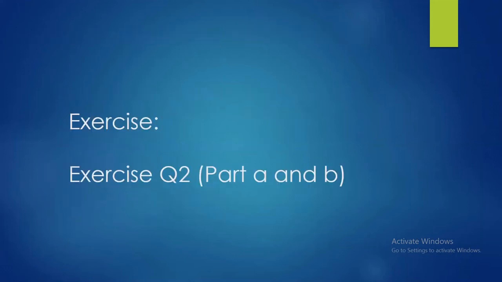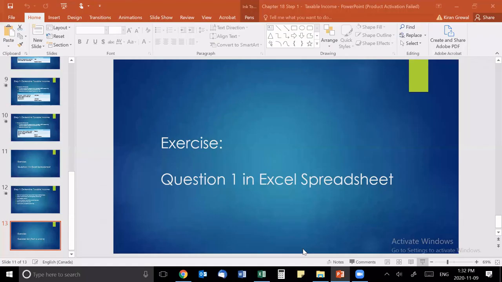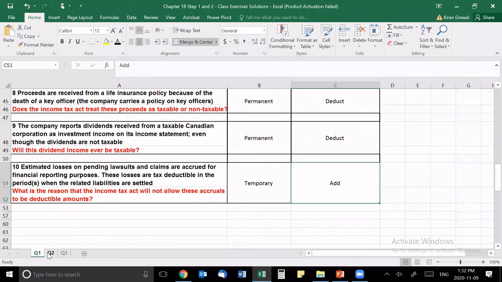All right, so let's do another question. It's always good to have an example so you know how to do this. So question 2, part A and B, we're just doing for now. And if you go into the Excel, go to question 2.